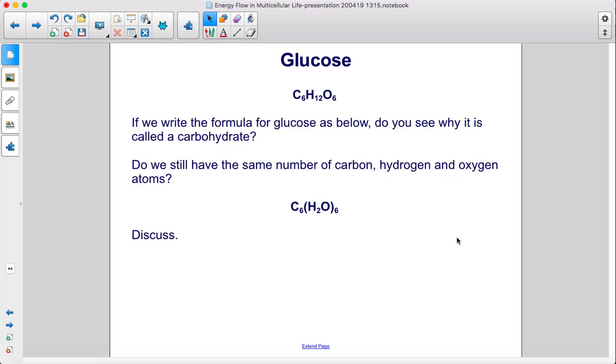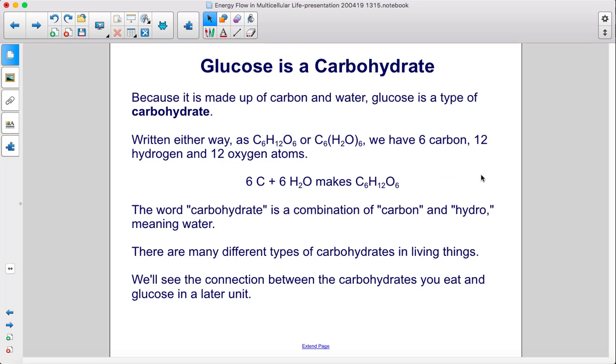Discuss. Because it is made up of carbon and water, glucose is a type of carbohydrate, written either way as C6H12O6 or C6(H2O)6. We have 6 carbon, 12 hydrogen, and 12 oxygen atoms. 6 carbon plus 6 water makes glucose.